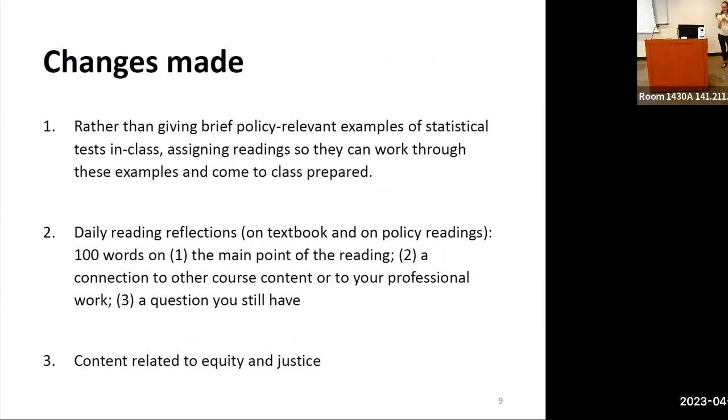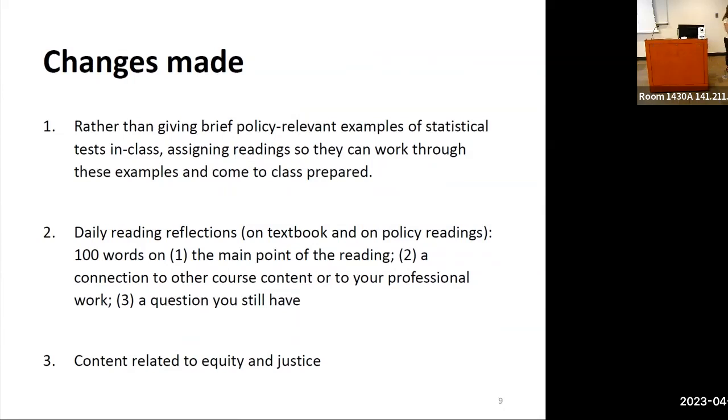So one thing I did was assign daily reading reflections. I now do this in all of my classes, whether it's an elective or a core class, whether it's a topical class like climate change, or whether it's a methods class like stats, and whether it's a small class of 12 students or a class of 70, I still assign reading reflections.